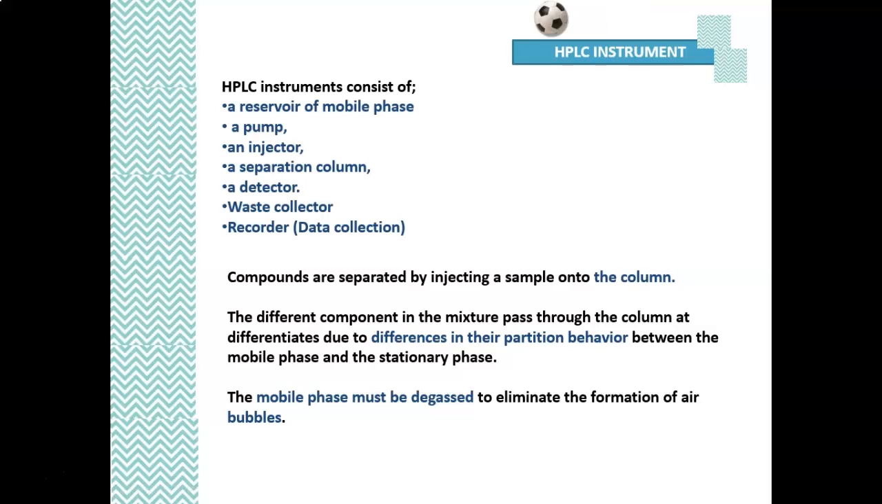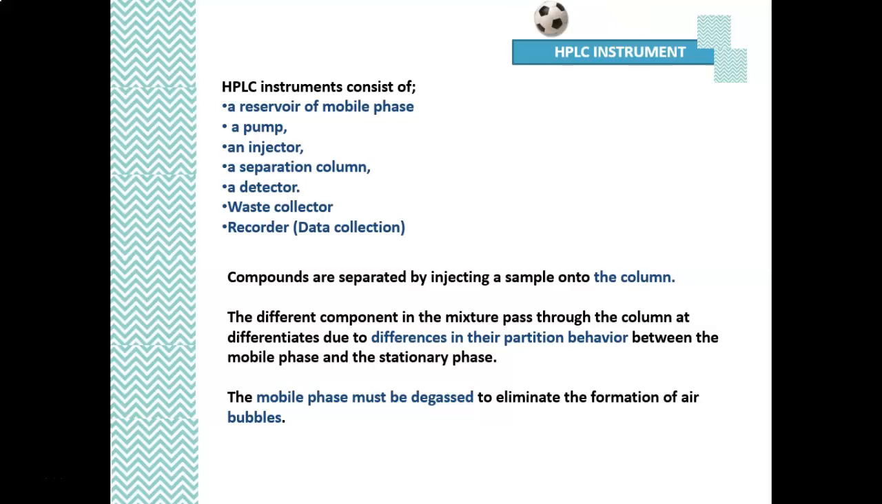Okay, HPLC instrument consists of a reservoir of mobile phase, a pump, an injector, a separation column, a detector, a waste collector, and also a recorder. Compounds are separated by injecting a sample onto the column. So the different components in the mixture will pass through the column at different rates due to the difference in their partition behavior between the mobile phase and the stationary phase.